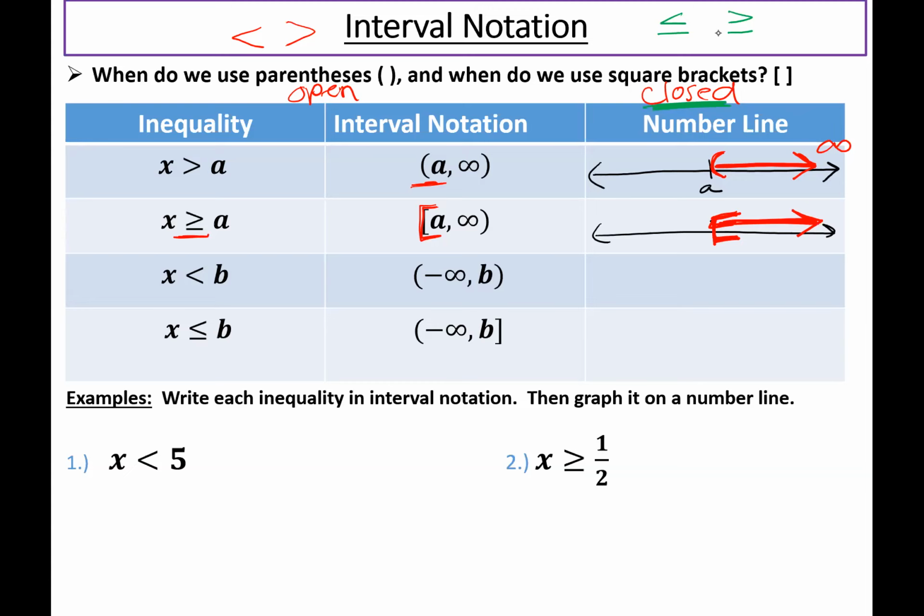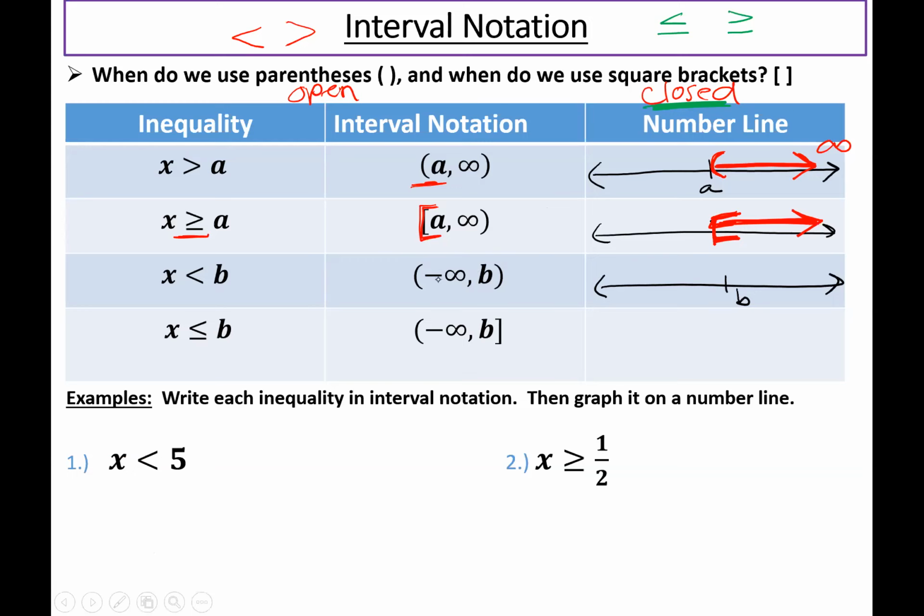Okay, so we've seen the two examples with greater than or equal to. Let's do the next two. These will go in the other direction, towards the left. So the next example is x is less than b. Let's label b on our number line. And our interval is going to be parentheses, negative infinity, comma, b, and then parentheses again.